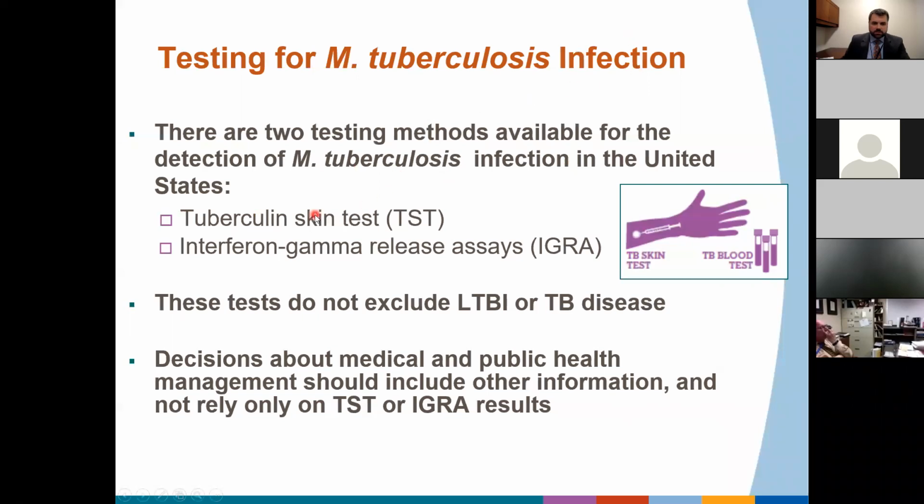And testing for TB. Here we have the TB skin test and the interferon gamma release assay. And these don't exclude TB. So even if it's negative, if a patient has TB symptoms but a negative TB skin test, you wouldn't say, oh, this patient cannot have TB. You'd want to get AFB on several sputums, 3 sputums, 8 hours apart, 1 in the morning.